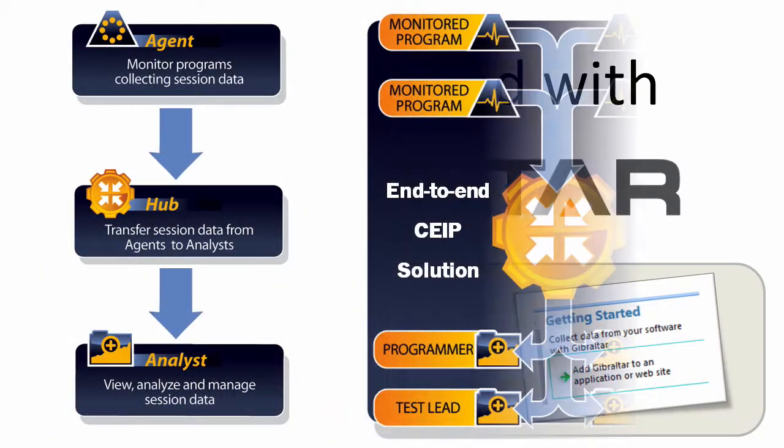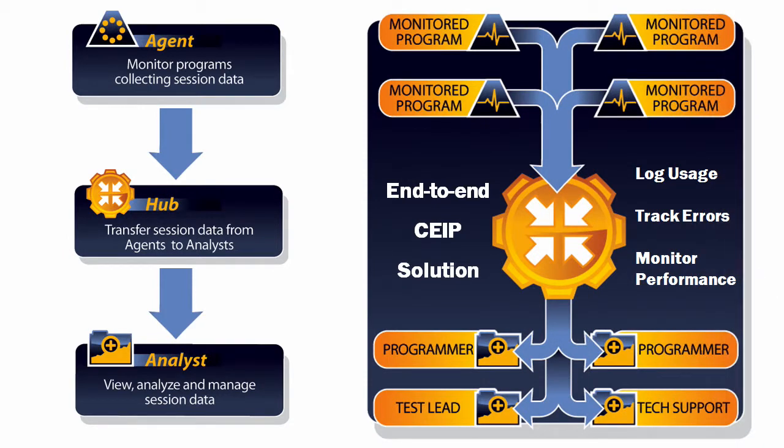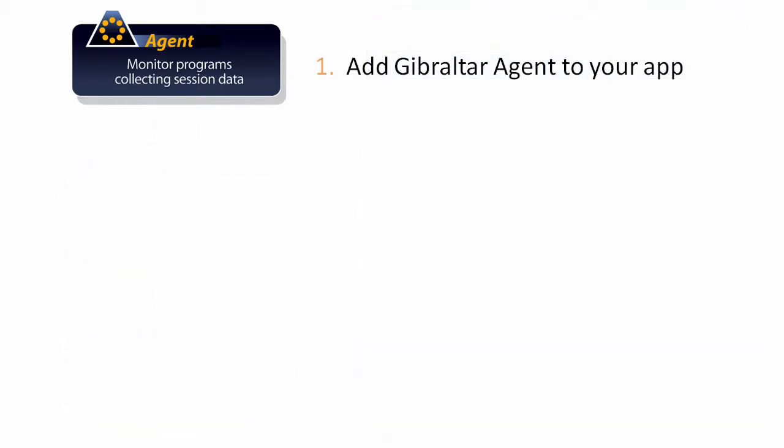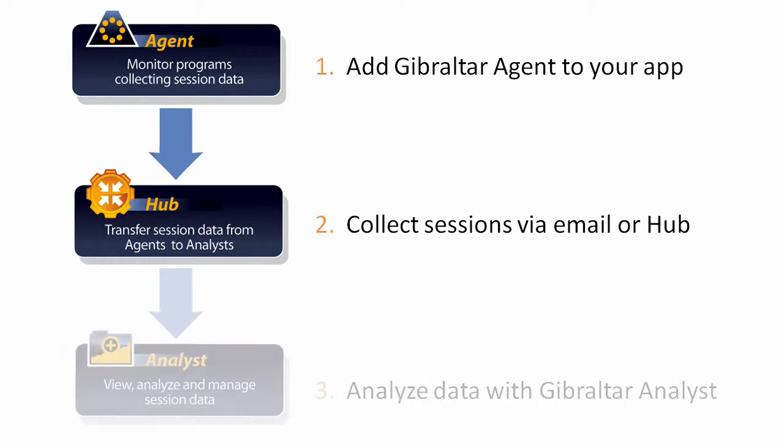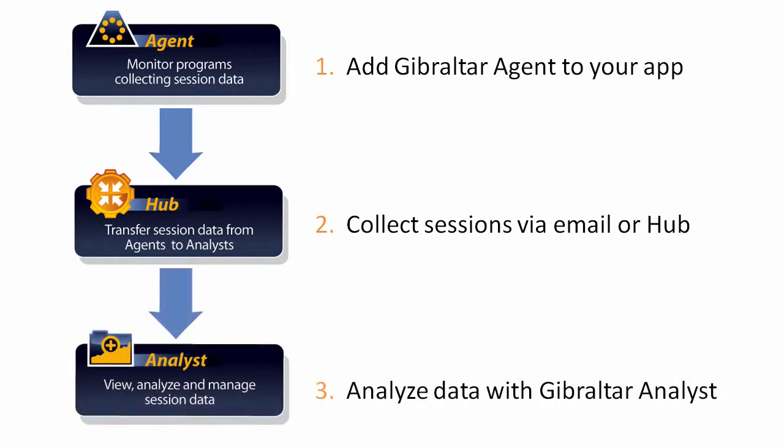Gibraltar is an end-to-end solution for recording, collecting, and analyzing data that'll help you better support and improve your .NET applications. There are three aspects to integrating Gibraltar. First, you need to add Gibraltar Agent to your application so that it can record events, metrics, and any errors that occur. Second, you need to gather the data Gibraltar Agent records so that it can be analyzed. Third, you analyze the data Gibraltar Agent records using a desktop application we call the Gibraltar Analyst.